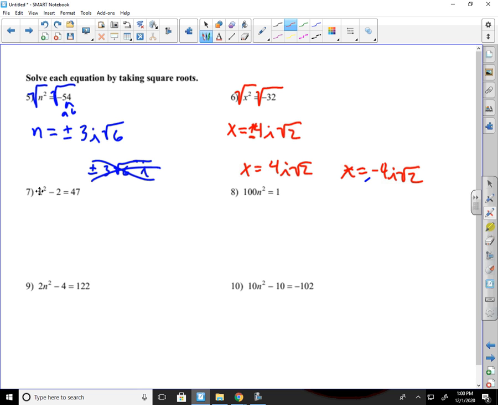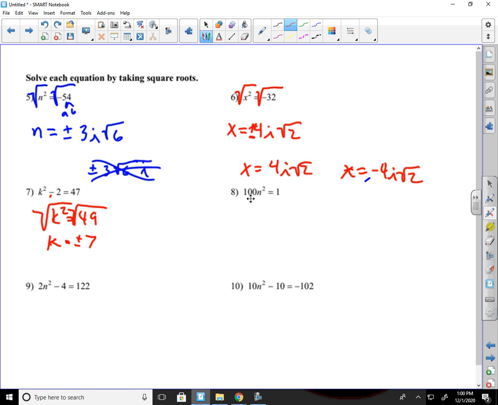Number 7, let's solve for k. I add the 2 over first. It gives me k squared equals 49. Take the square root of both sides. It gives me k equals plus and minus 7. That was messed up. And that's my final answer.